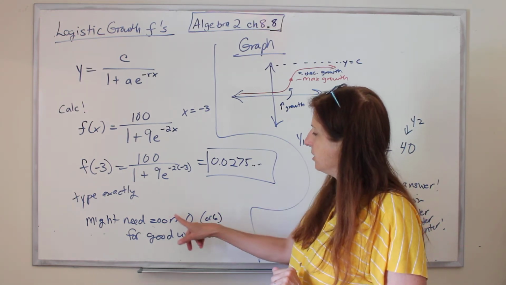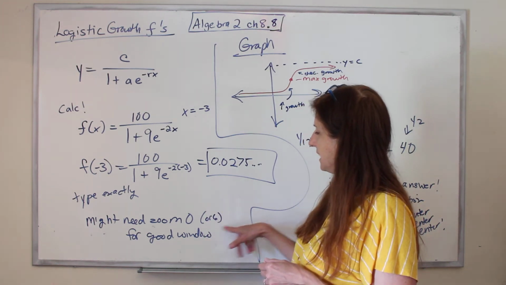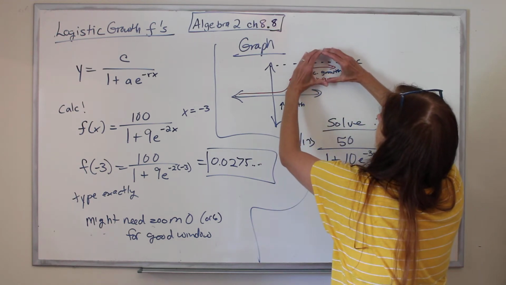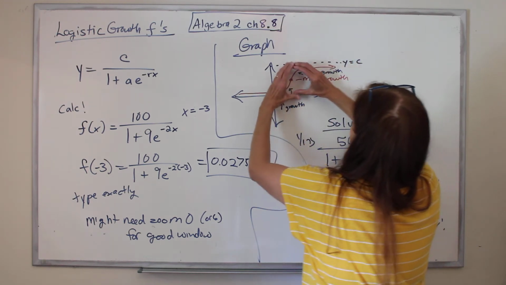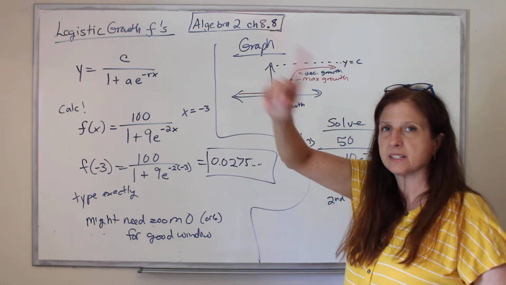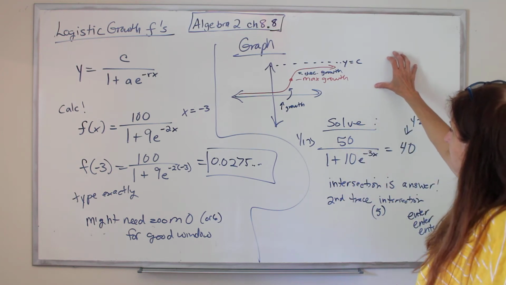You might need to do zoom 0, which is fit, or zoom 6 for a good window. You just want to make sure you're not all zoomed in right here and go, it's just a line, or right there, or right there. You want to be able to see this characteristic curve. So this is what the graphs look like.